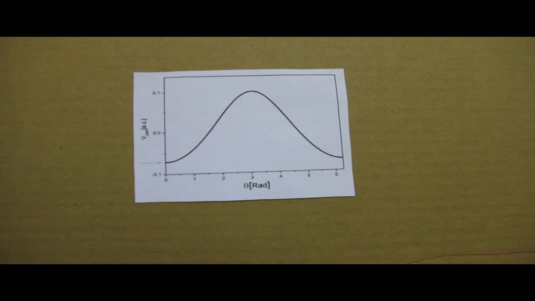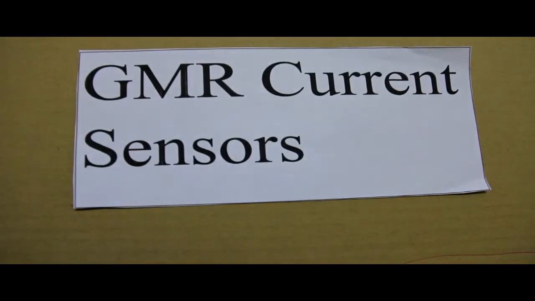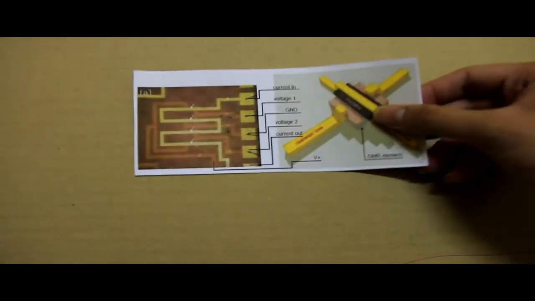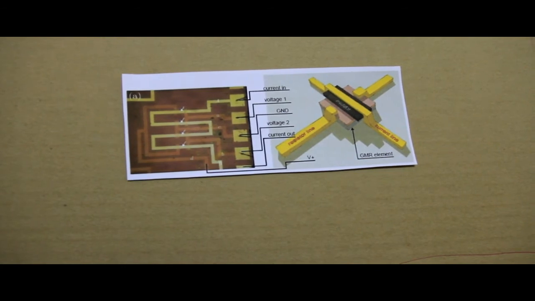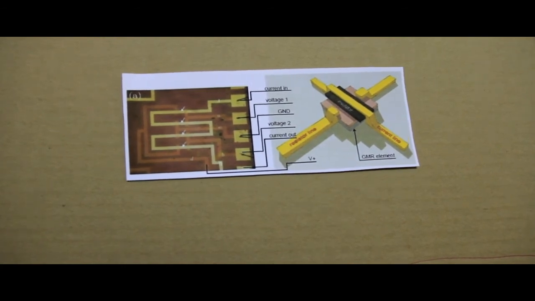Thirdly, we're going to talk about GMR current sensors. The field produced by a current flowing through a wire can be sensed with magnetoresistive elements, and they offer better sensitivity as compared to Hall effect-based sensors. The sensors are fabricated so that the current conductor is integrated into the device.